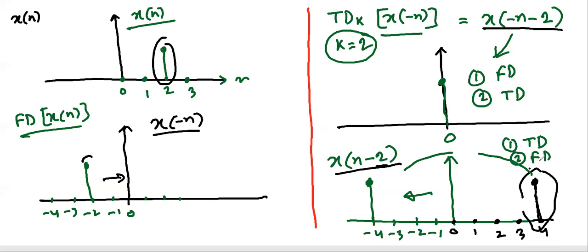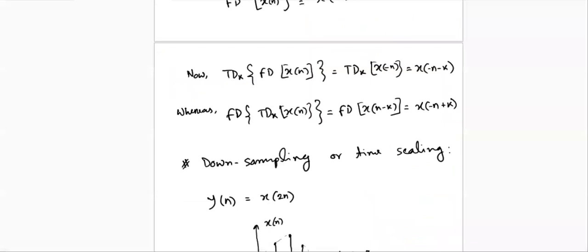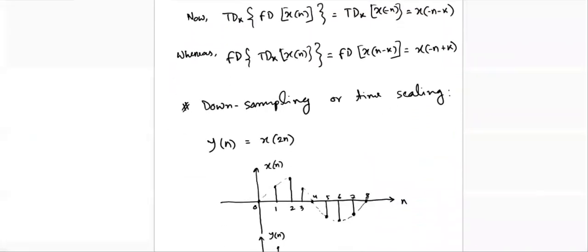So if your process or your system does the folding first and then the time delay, you need to take care about which one should come first and which one should come second. We need to take care about the sequence, because sequence does matter in this case. Okay.